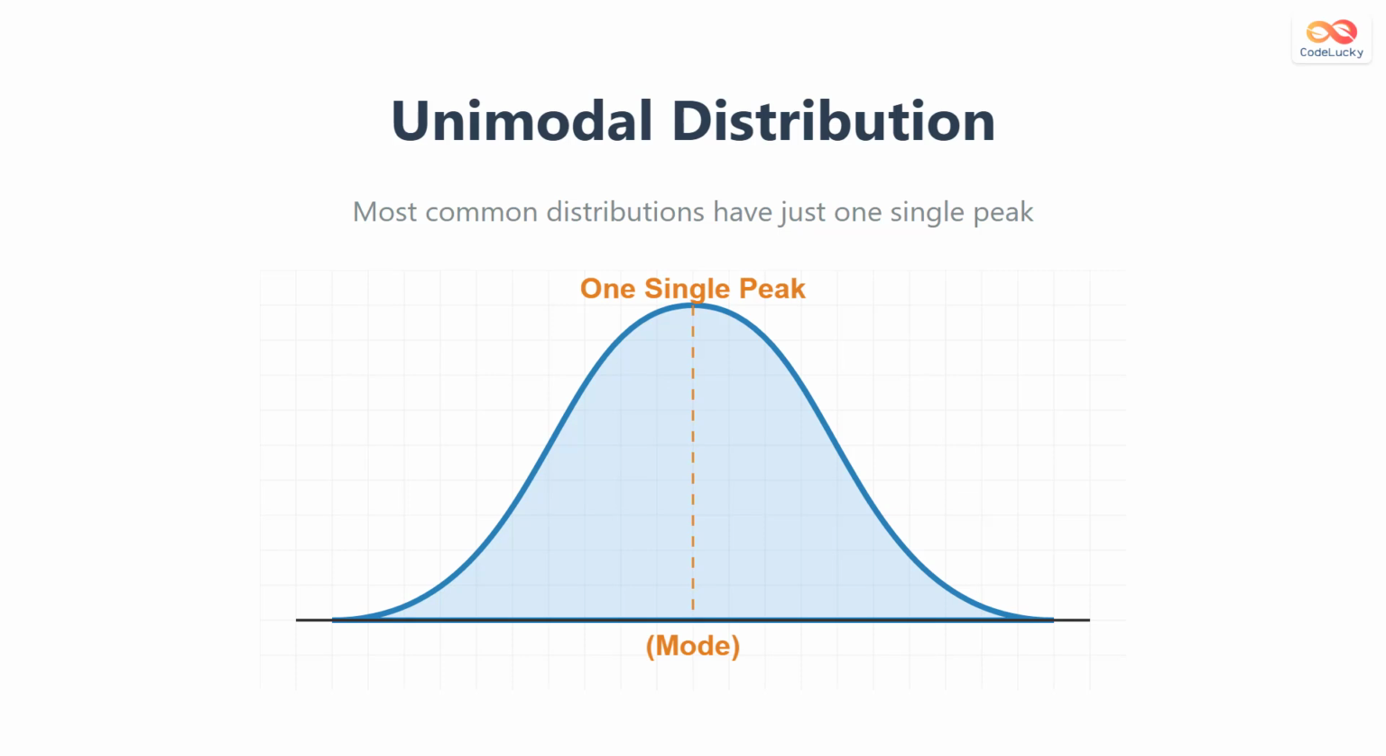Most basic distributions you encounter are unimodal. This means they have just one single peak. The classic bell curve, or normal distribution, is the perfect example of this. The data rises to a maximum and then falls symmetrically.